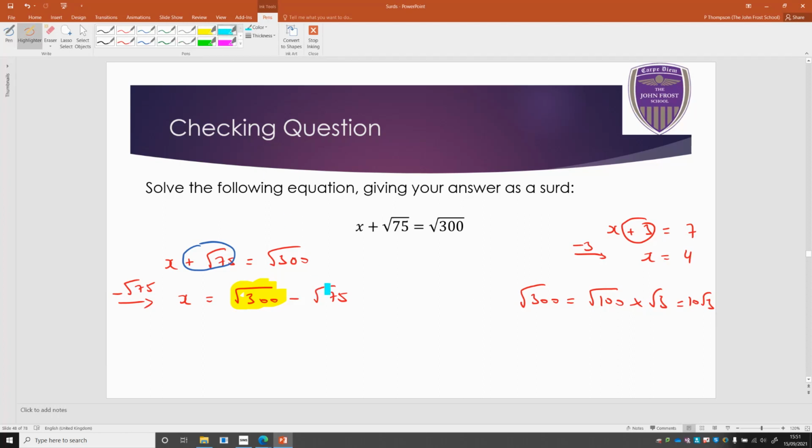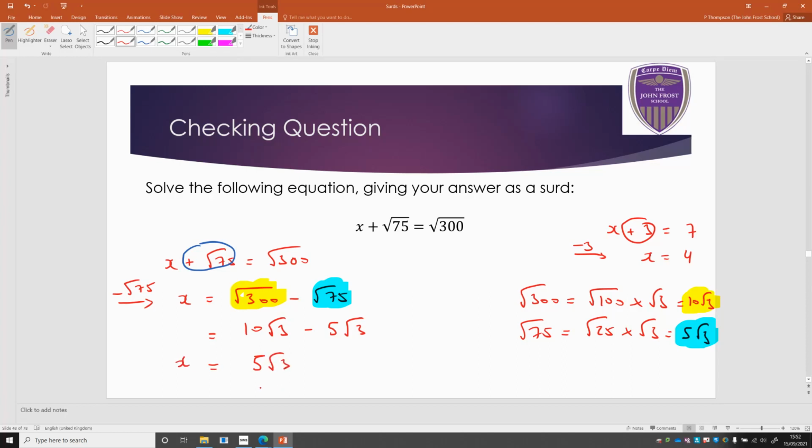And root 75, well, I know this is in the 25 times table. So this will be 5 root 3. And this is good news, because root 300 is 10 root 3, and root 75 is 5 root 3. So I've got 10 root 3 minus 5 root 3. 10 take away 5 is 5. So in the end, my solution is x equals 5 root 3.